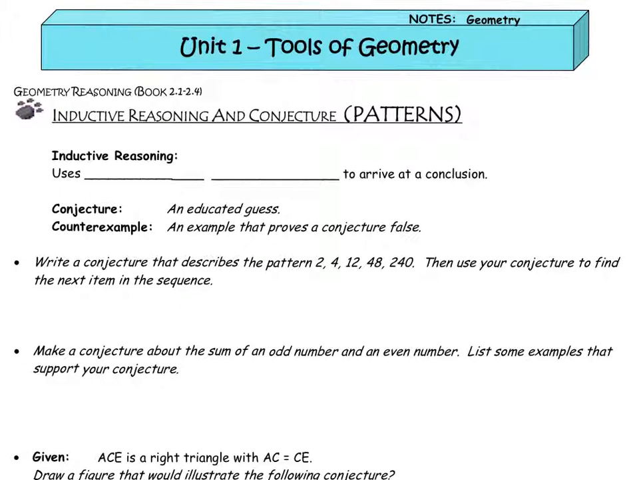Okay, today we are looking at the first lesson of our Unit 1, Tools of Geometry. This first lesson deals with inductive reasoning and conjecture, or patterns.